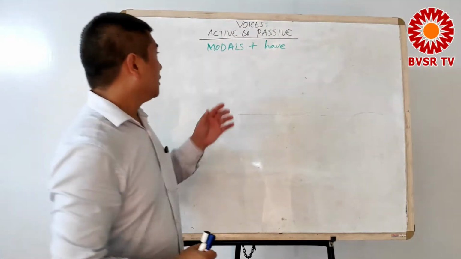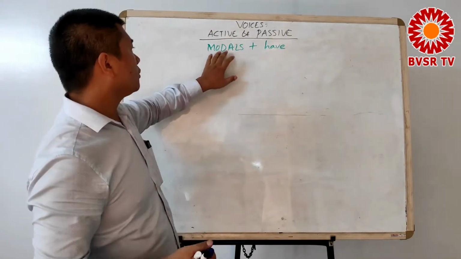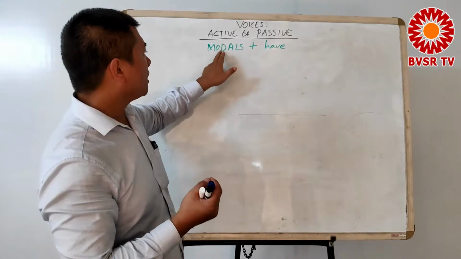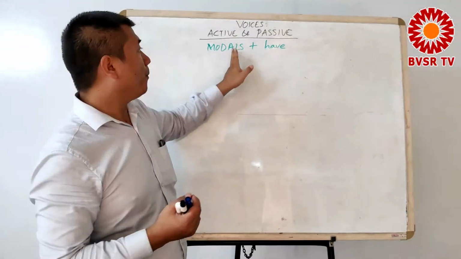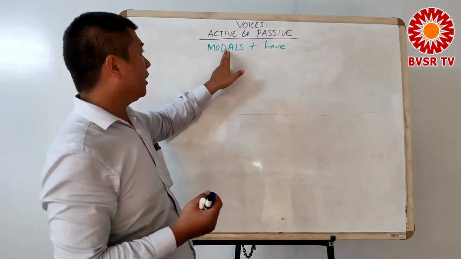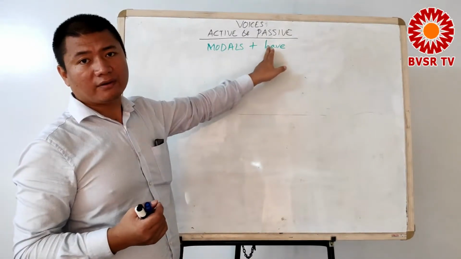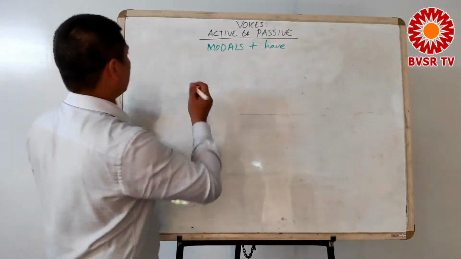Alright guys, in this session let us learn how to convert active voice into passive voice of sentences which have modals plus have. Modals plus have, like for example, can have, could have, would have, should have. I'll give you one example.